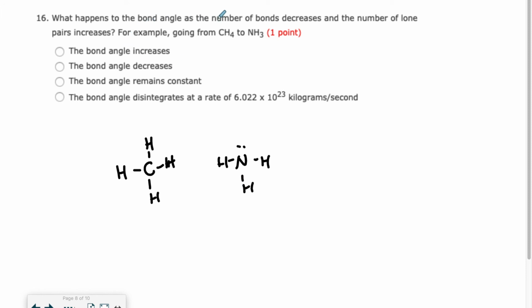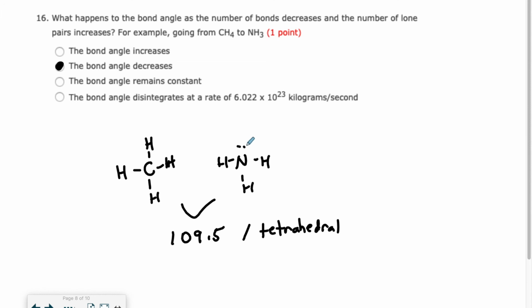So what happens to the bond angle as the number of bonds decreases? So now I only have 3 bonds, and the number of lone pairs increases. This was a fact from the notes. The bond angle is going to decrease. Now if you looked on that molecular geometry sheet, both of these are going to show up as a bond angle of 109.5 degrees because they are part of the tetrahedral family. But that is the approximate bond angle.